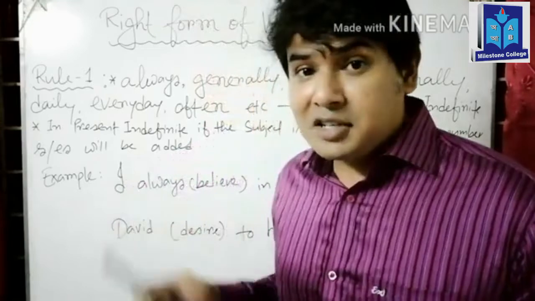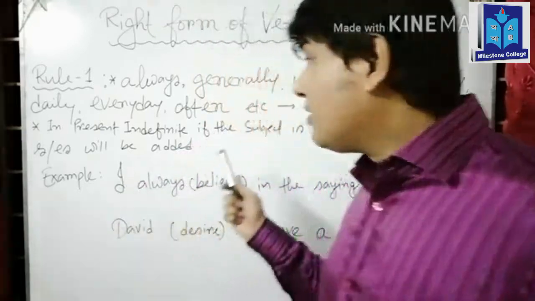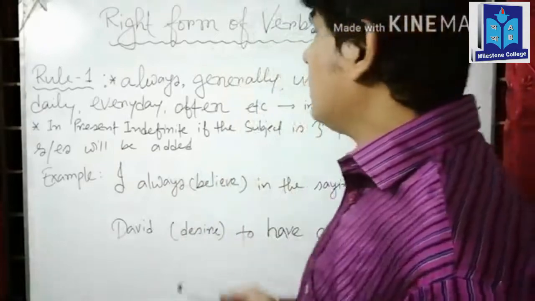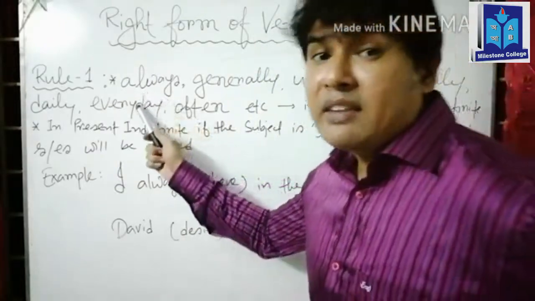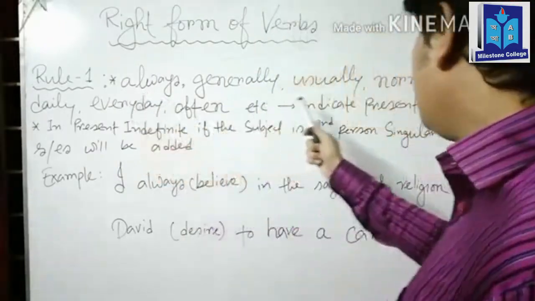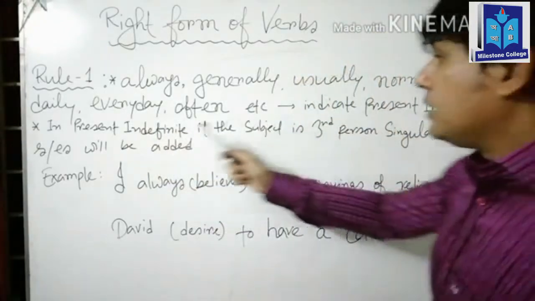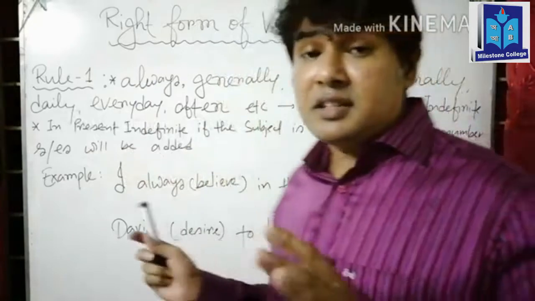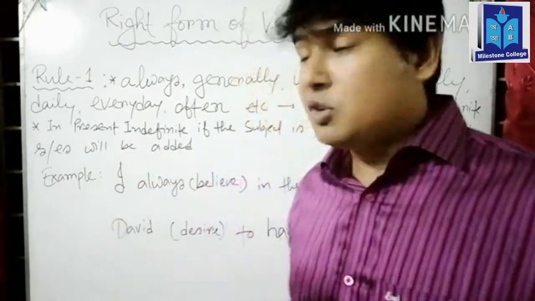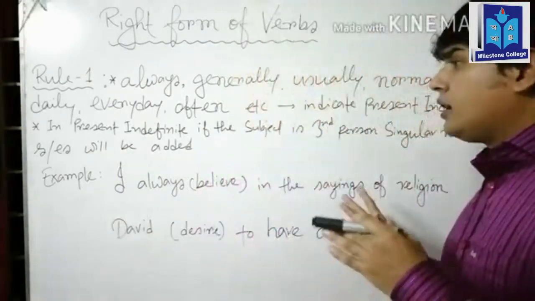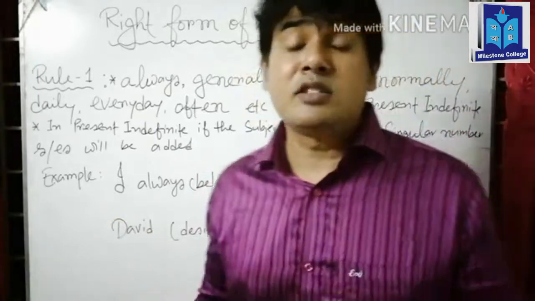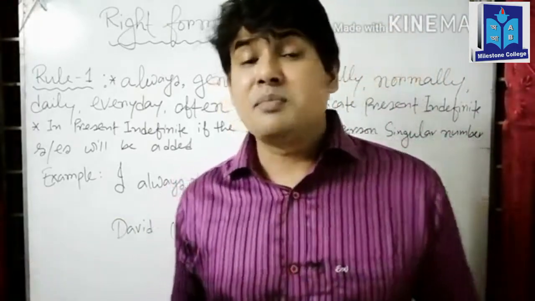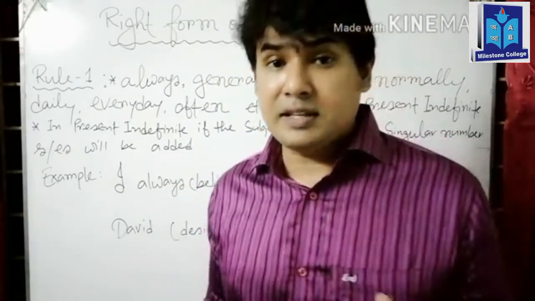Well, we're starting now with the structures. Let's see the first structure. Rule 1 I have given there. You can see some of the adverbs: always, generally, usually, normally, daily, everyday, often. These are adverbs of time. If you find any of these adverbs in a sentence, surely you will understand that it's a present simple or present indefinite tense.